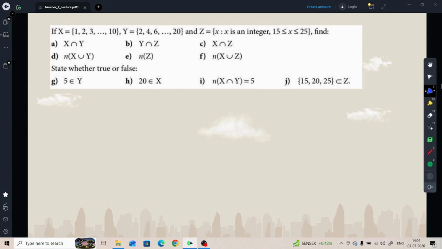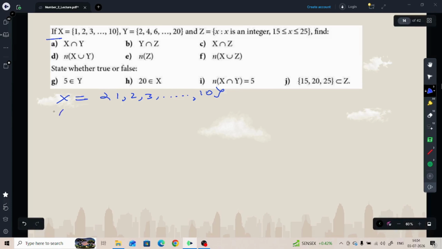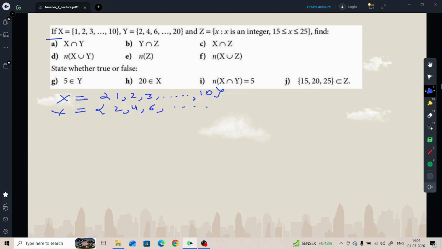Let's proceed. Now you can see this question also. Okay, very easy again. The first one is asking that x equals 1 to 10, it goes from 1 and continues to 10. Then for y, it is the multiples of 2 that we are taking up to 20. And for the next one, z, we are taking all the elements.